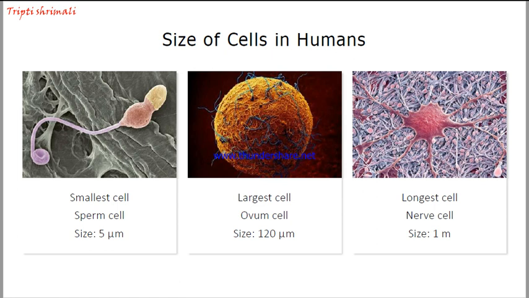Here we see human cells, right? This is the sperm cell. Its size is 5 micrometer. If we talk about the ovum cell, its size is 120 micrometer. And the longest human cell is the nerve cell, and its size is approximately 1 meter.